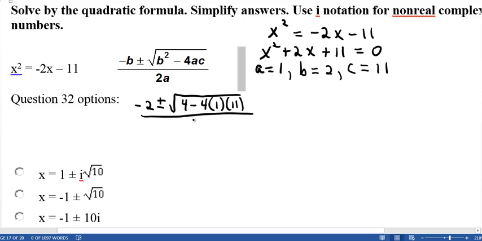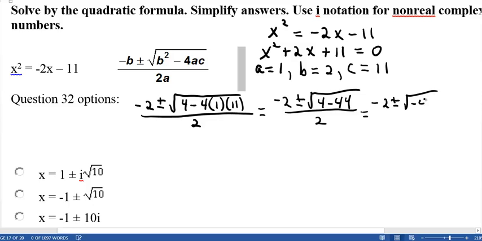So 2 times 1 is 2. So we have negative 2 plus or minus the square root of 4 minus 44 all over 2. We got the 44 by multiplying negative 4 times 1 times 11, which gives us negative 2 plus or minus the square root of negative 40 all over 2.